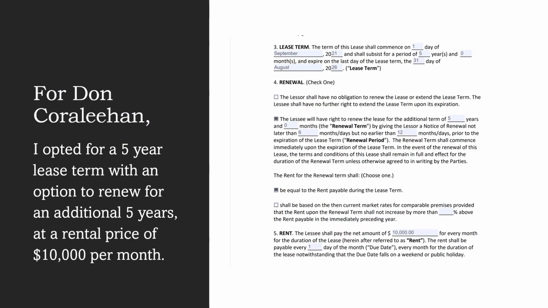For Don Curlehan's lease, I opted for a 5-year lease term with an option to renew for an additional 5 years at a rental price of £10,000 per month. I just wasn't as brave as Arthur Guinness. This means that if the business is going well at this location, coming toward the end of the 5-year lease term, Don Curlehan's will have the option to renew their lease and keep their business at this location for an additional 5 years, and the rent will remain at £10,000 per month for the additional 5-year period.